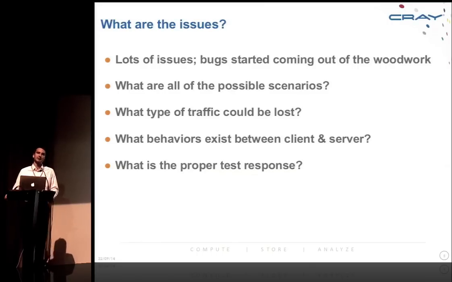And we didn't understand why we couldn't reproduce all these problems internally. So we wanted to enumerate all the use cases that we could, name all the scenarios, and try to examine what kind of traffic could be lost. There's other types of traffic besides recent ASTs that could be lost that could result in client evictions. What are the behaviors? What's the state machine for PTLRPC reconnects and things like that? So that we could discover all the answers to this and construct a proper test response.